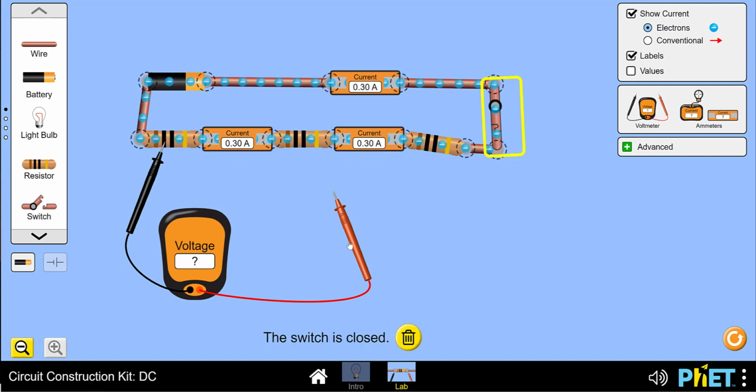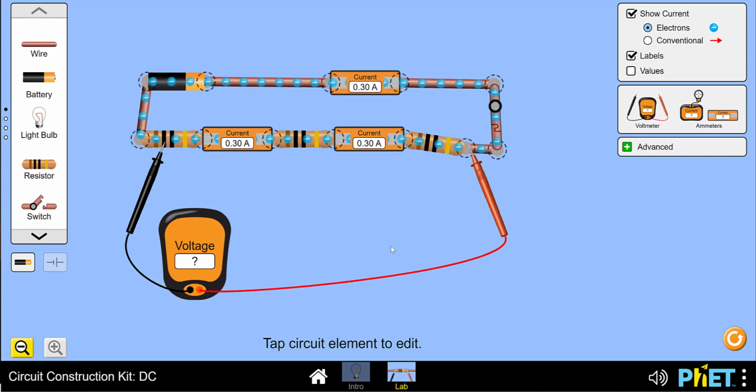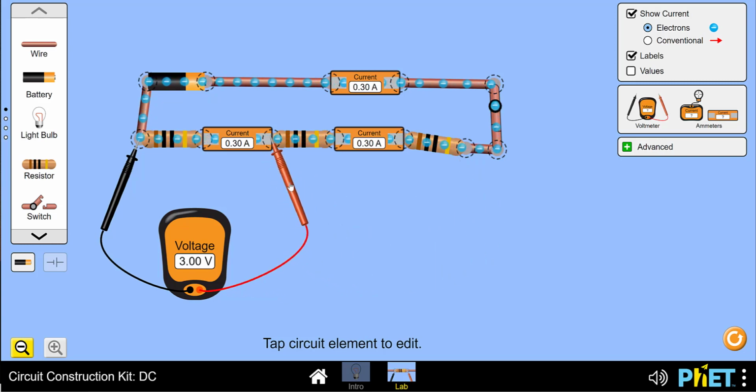Now if we close the switch, we can see we get 0.3 amps through the battery and through the resistors. This is a third of the original value, which means that the resistance of this group of resistors is now 3 times as large, so is now 30 ohms altogether, which is the sum of 3 lots of 10 ohms.